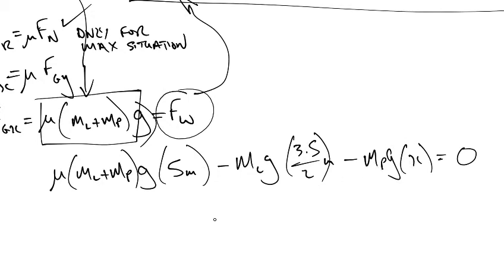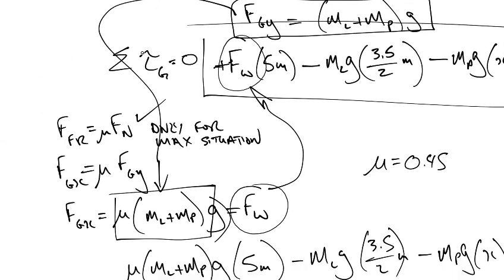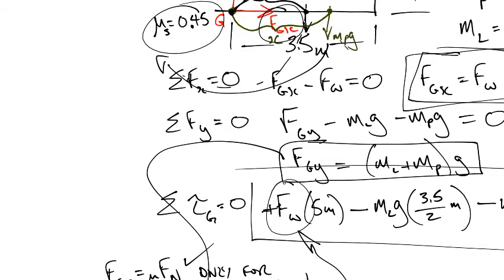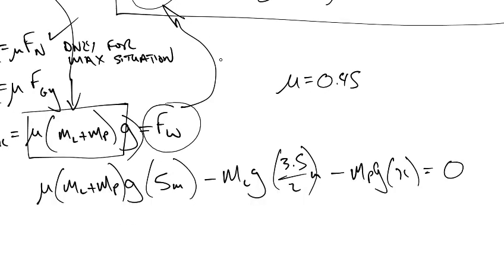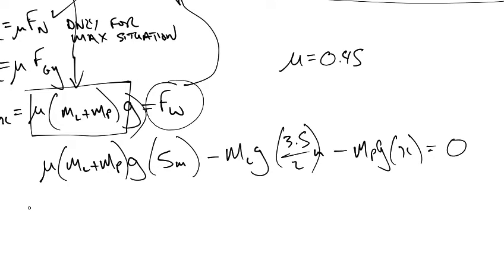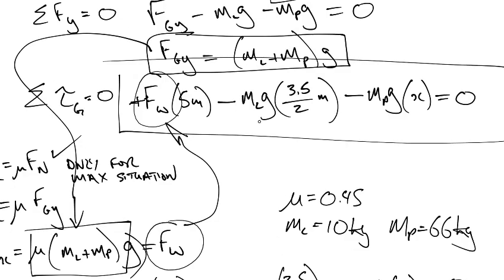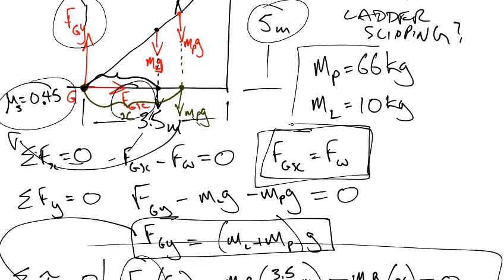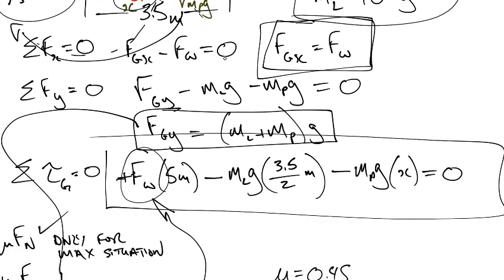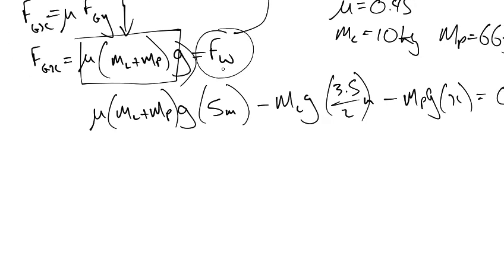So let's go ahead and substitute the value of mu. If you remember, mu from before was 0.45 right here. Okay, so let's put that in as well. And the value for ml and mp, the mass of the ladder was, I think, 10 kilos, and mp was 66 kilos from here. Okay? So let's all work it in and see what we get.